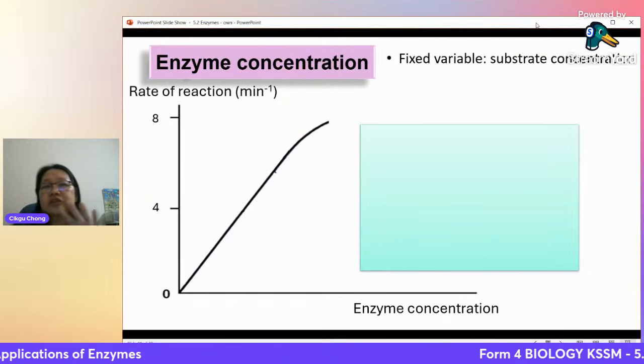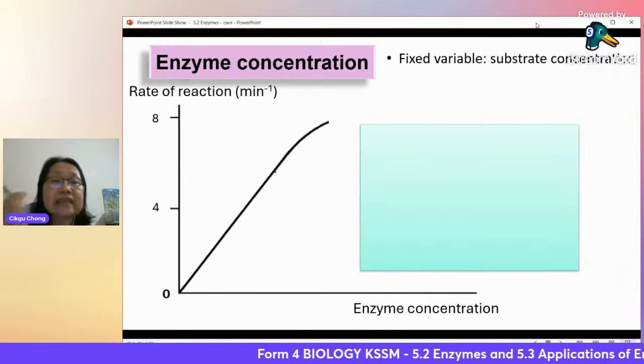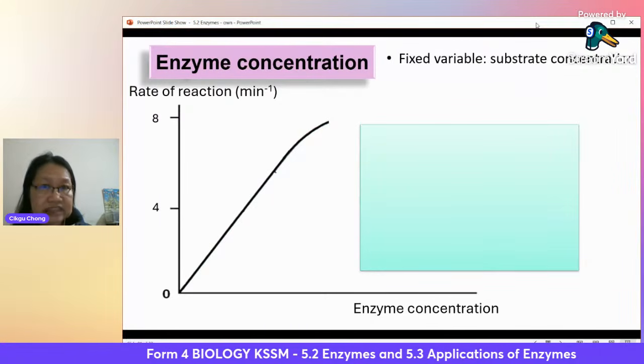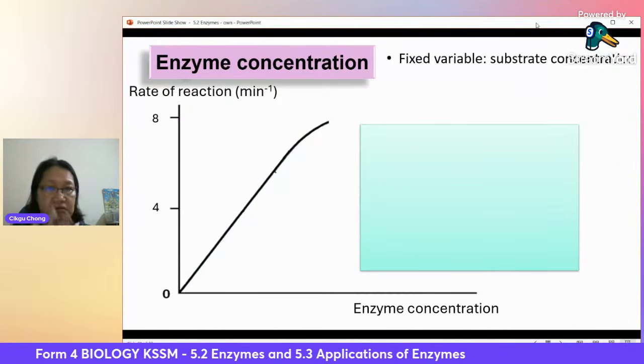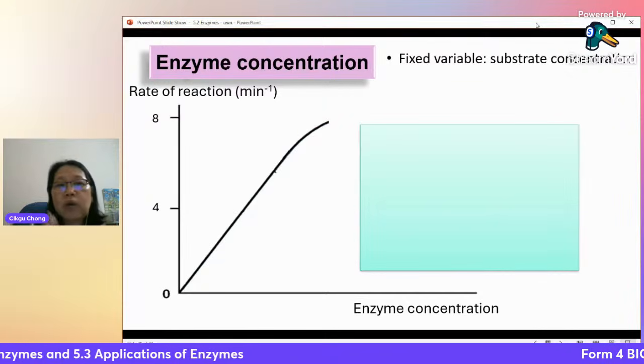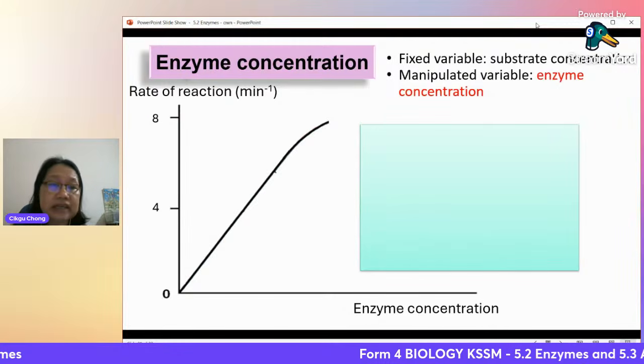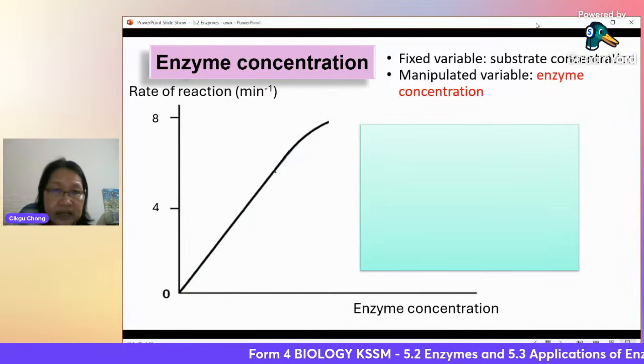So here I change the variable. Now I keep on adding my enzyme, but the substrate is fixed. I cannot change both. I fix my substrate. I keep on adding my enzyme. What is going to happen to my rate of reaction? So the manipulated variable is the enzyme. The enzyme is added up and added.